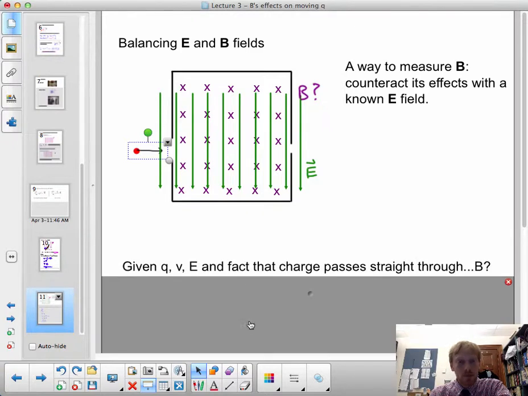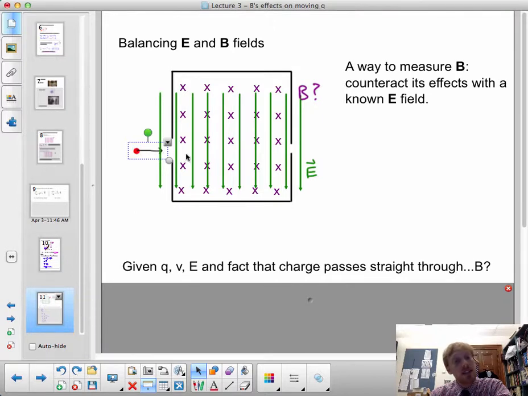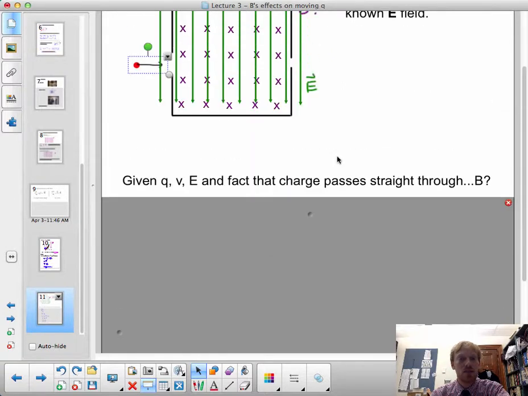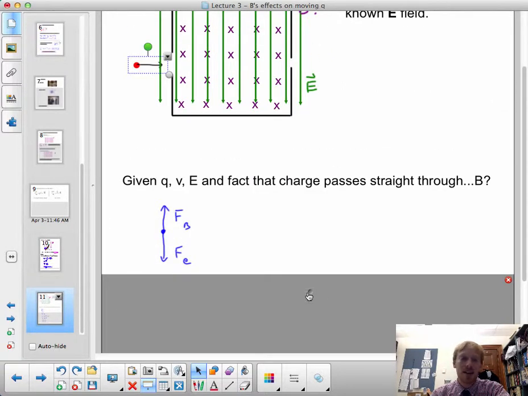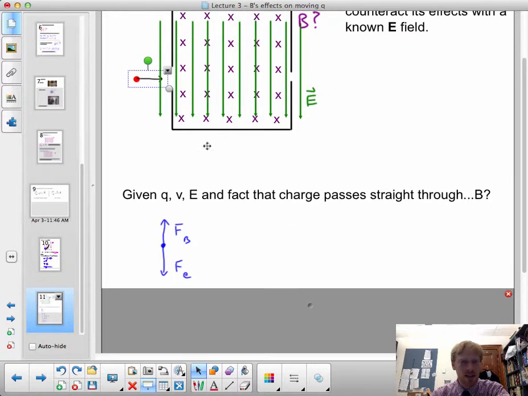Well, if I tell you the charge of the object and the velocity that it goes in with and the magnitude of the electric field that yields a straight through trajectory, can you tell me what the strength of the magnetic field was? Turns out you can, because here's a free body diagram. Upward magnetic force balances downward electric force. Is the electric force really downward?